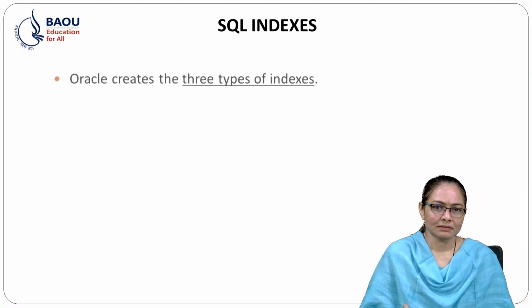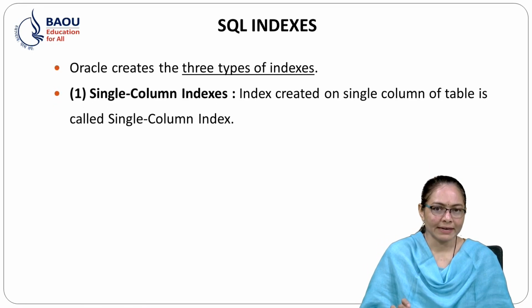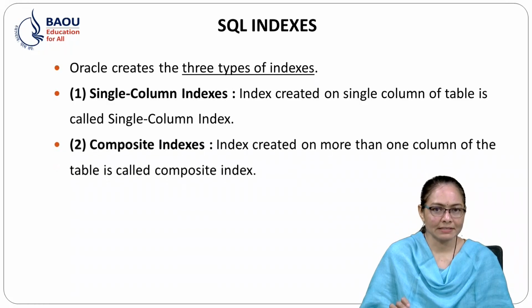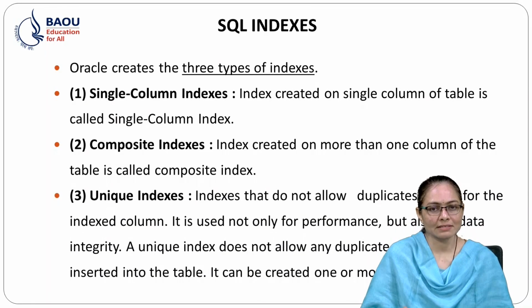Now Oracle creates three types of indexes. First is the single column index, second is the composite index, and third is the unique index. First is the single index. An index created on a single column of the table is called a single column index. A composite index means an index created on more than one column of the table. And a unique index means an index that does not allow duplicate values for the index column.